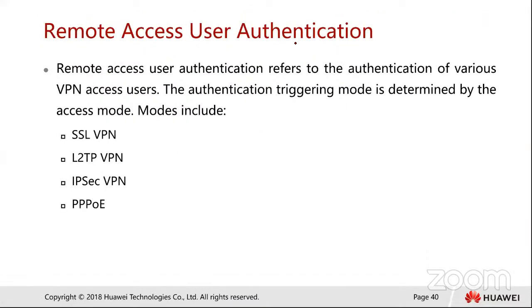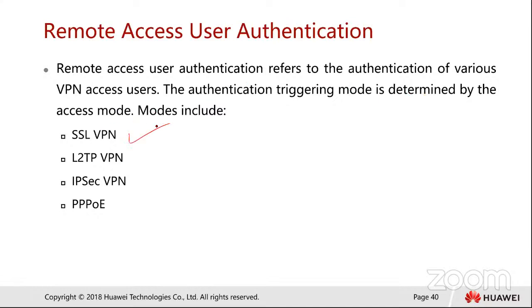With remote access user authentication, remote user authentication refers to the authentication of various VPN access users. They're accessing the systems remotely. They're not necessarily connected to the same network, but they're accessing them remotely. And the authentication triggering mode is determined by the access mode.